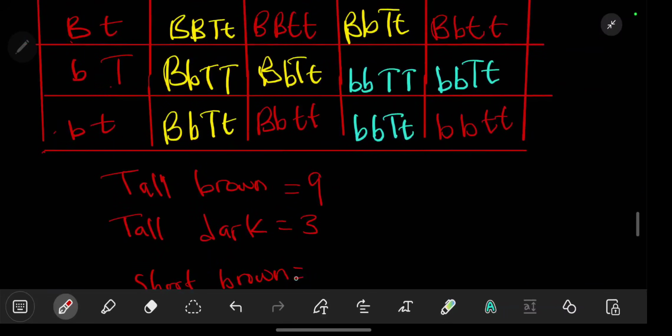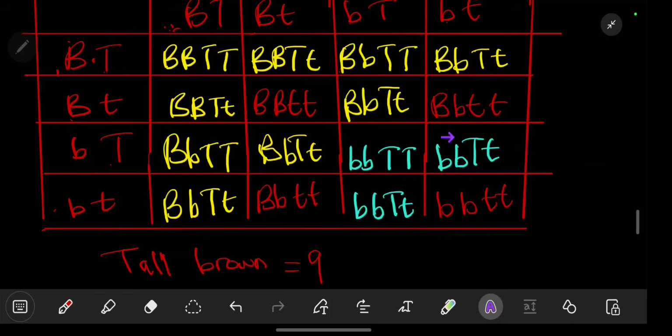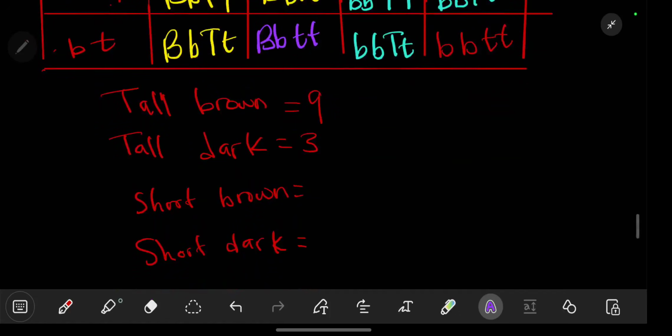Then our short brown, meaning to say we should have at least 2 small letters of T and at least 1 big letter B. So we are going to have, since brown is dominant, so short is 4. We have short and brown. So we have number 1, number 2, and number 3, tall and brown. So we have 3 of them.